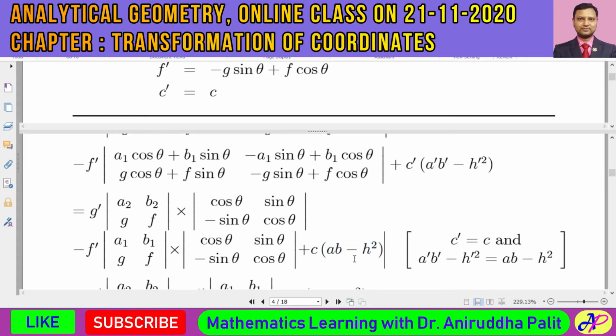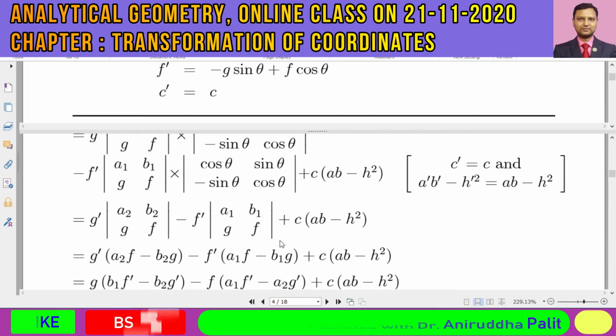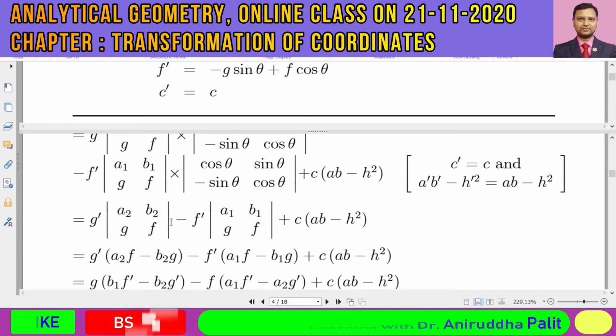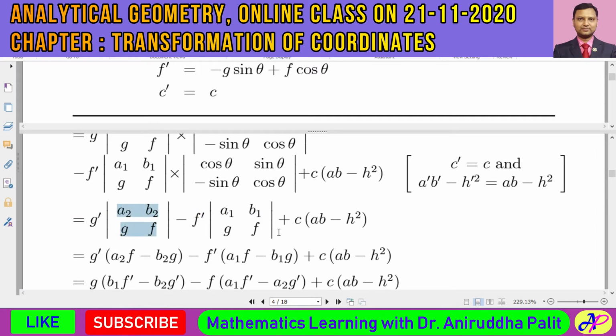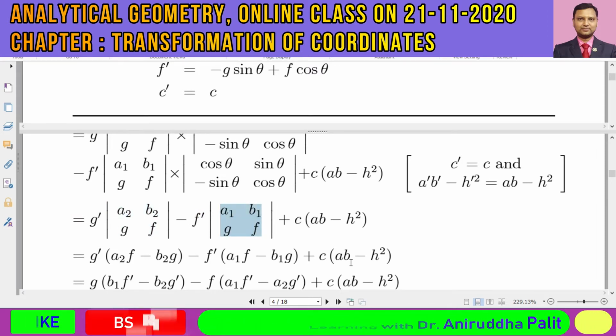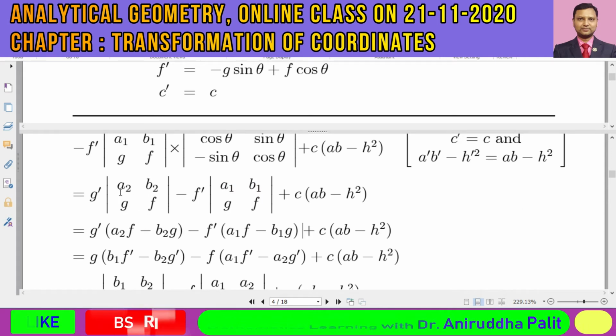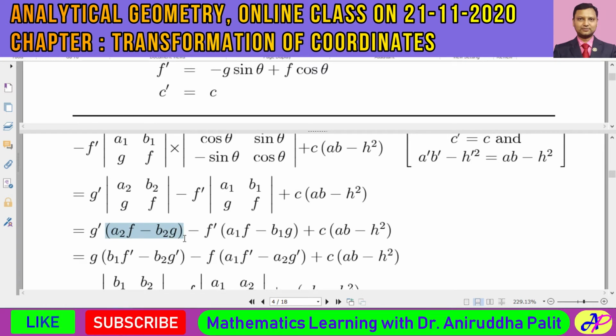Got it? So ultimately, we have this kind of expression, and now expand this determinant. We expand this determinant. Got it? And this next line, next two lines would be the key factor of this proof. The next two lines of this proof are very important, so look carefully. How to manage? Over here we're just expanding, that would be a2 into f minus b2 into g. So that is the expression.